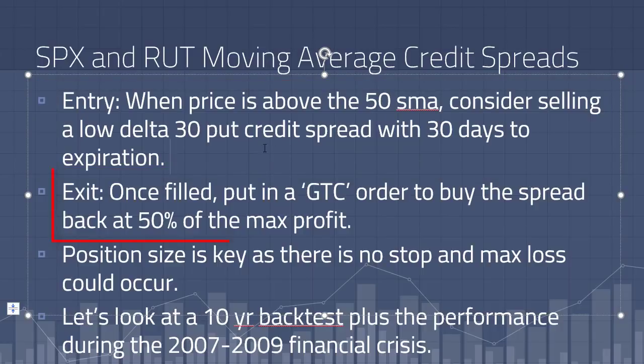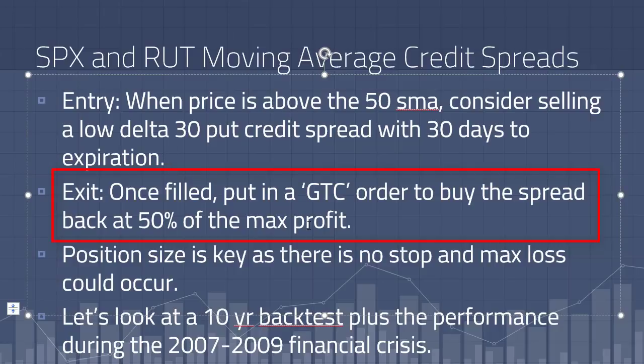Okay, so once you're filled, you sell the spread, you're in it. We're going to put a GTC, or good till cancel, order to buy the spread back for 50% of the max profit. This is what the backtest is going to show us. So if we sold a spread, let's say we sold the 2700/2695 put spread, and we've got a $1 credit, then we would look to buy the spread back for 50%, or 50 cents. So whatever the credit is, you want to buy it back for half. And by doing that, you've gotten the meat, or I should say the easy part, of the credit in there.